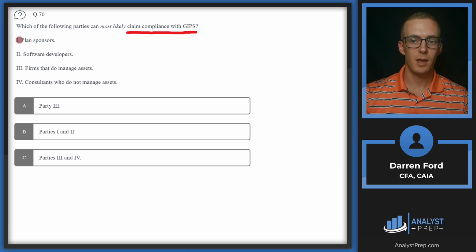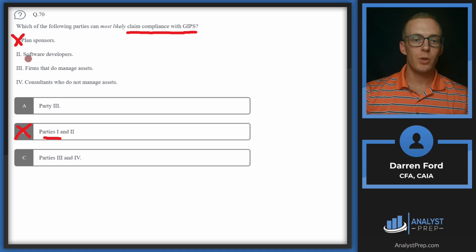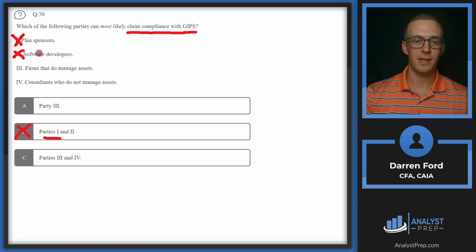So we've got plan sponsors. Plan sponsors do not manage the assets themselves. They're kind of just there to ensure that the retirement plan is administered properly, and they're beholden to the participants in that sense, but they're not necessarily making investment decisions. So they can't claim compliance. So that leads us to rule out answer B then, since one is on there. Two, software developers. Software can help firms get to GIPS compliance that manage assets, but the software developers or software itself won't be able to claim compliance, since they're not managing the assets themselves.